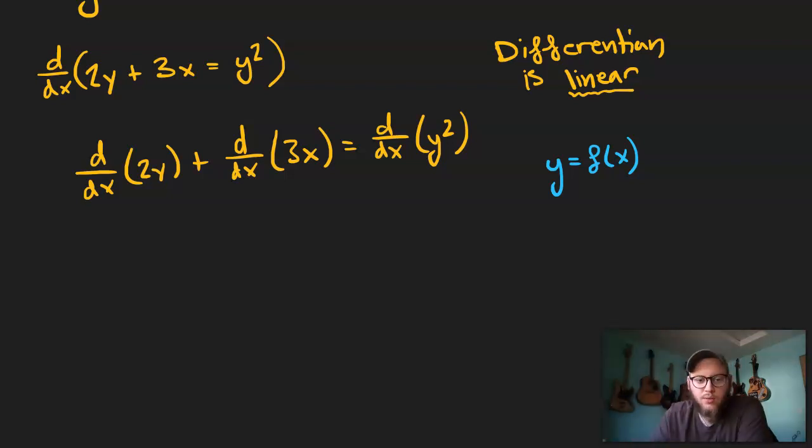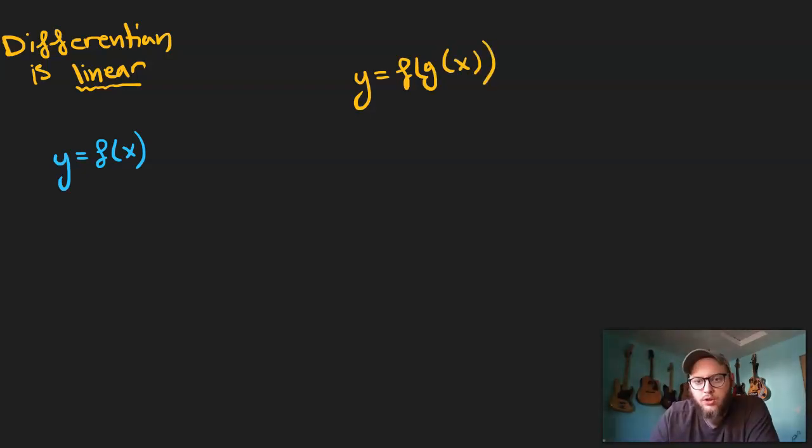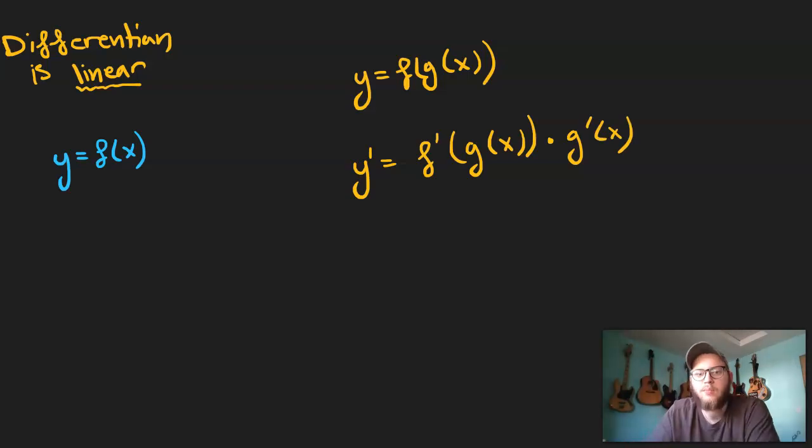So if I was to tell you that I had a function, and let's actually move off to the side for just a minute here. Let's say I told you that you had a function y equals f of g of x. Now, from previous chapters, one of the things we've learned is that y prime is going to be f prime of g of x times g prime of x. And if you remember the terminology, we called this the chain rule.